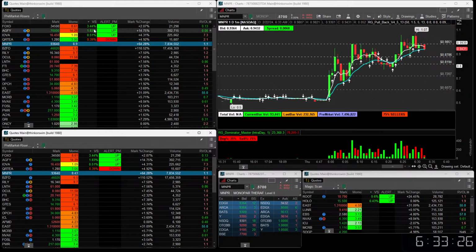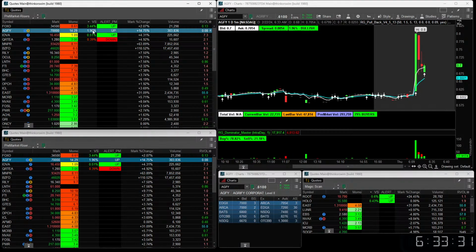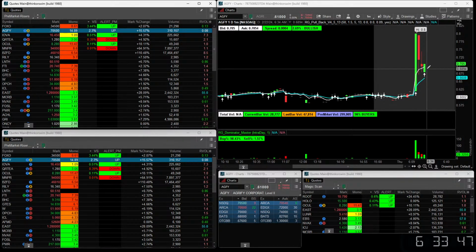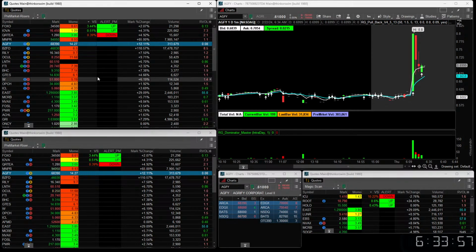Not seeing any percentages moving at the moment. Maybe this one ticking a little bit. So AGFY, that's a huge pullback for a penny stock. This is why I don't play them. You get into one that's running up, and the next thing you know, it's way past your entry level on the downside. I'm definitely not a good penny stock player.